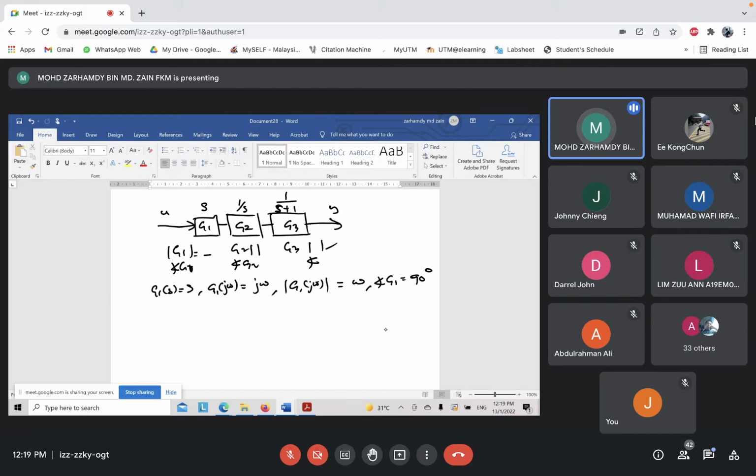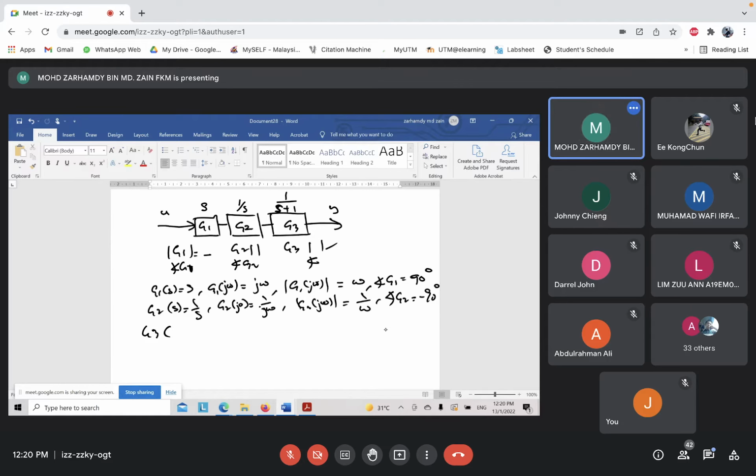Okay, so we have another one, we have G2. We know that our system is 1 over S, so we should change to the frequency domain, 1 over j omega. So G2 of j omega, the gain is 1 over omega, and the phase for G2, what we learned just now, is negative 90 degrees.